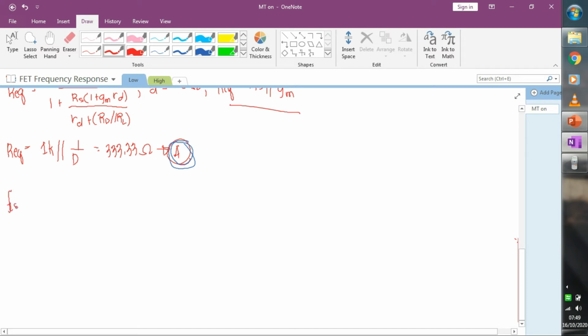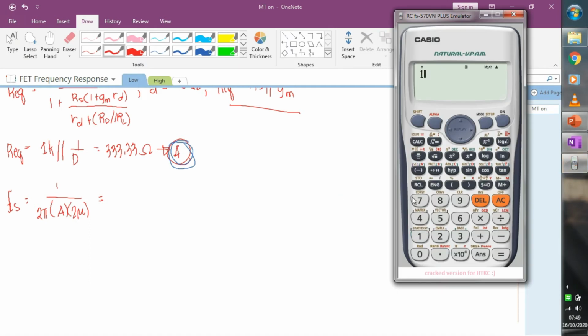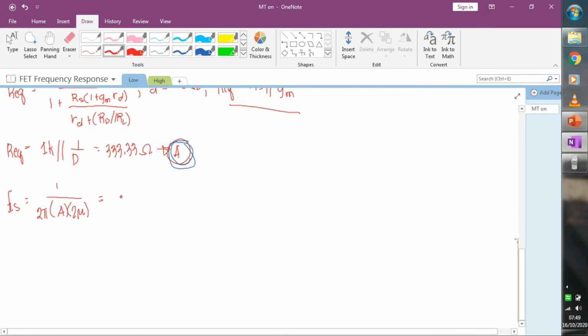Computing the value of FLS, it is equal to 1 over 2 pi times R, which is at constant A, times CS, which is equal to 2 microfarad. So our FLS is 1 over 2 pi times A times 2 micro. And that is 238.7324 hertz.